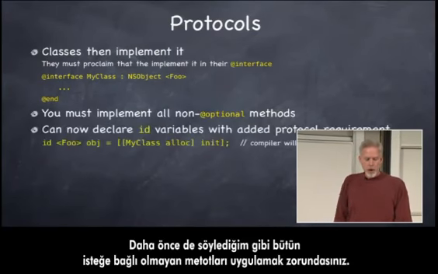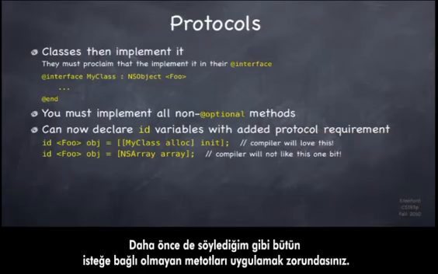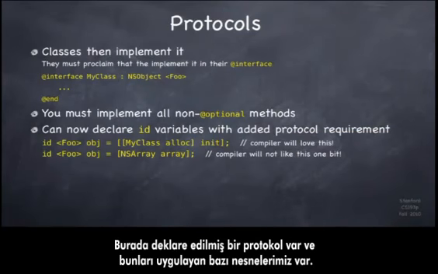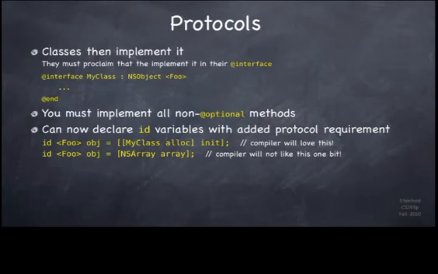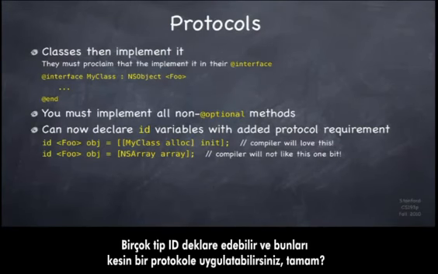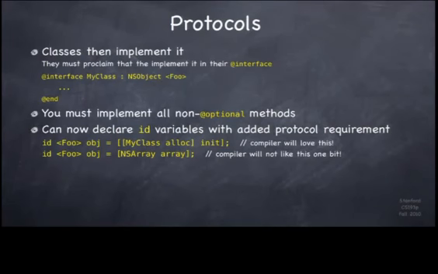As I said, you have to implement all non-optional methods. So now that you have this protocol declared and you got some objects implementing it, hopefully, you can now declare variables of type id and further require them to implement a certain protocol. Okay, so now you can see the value in this.